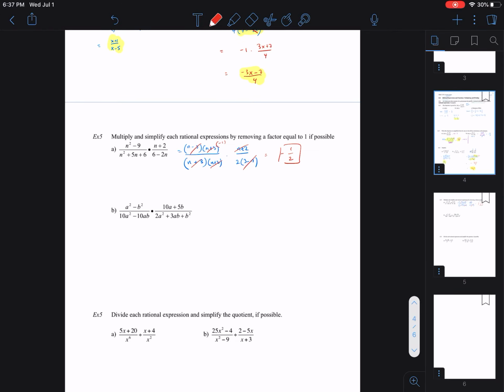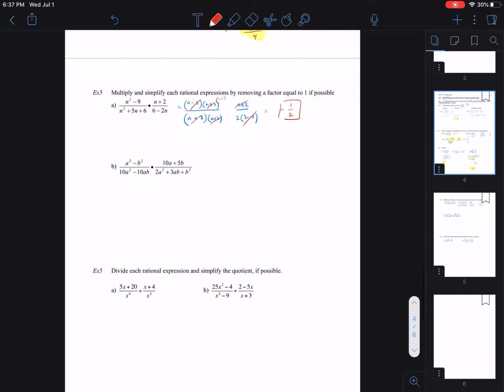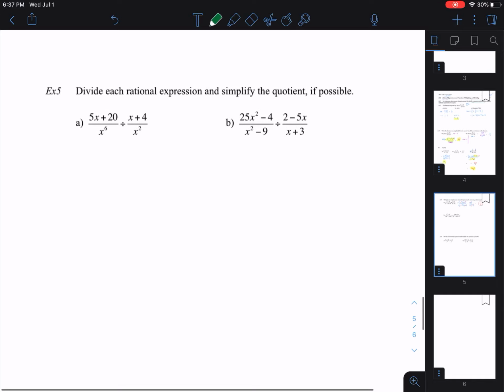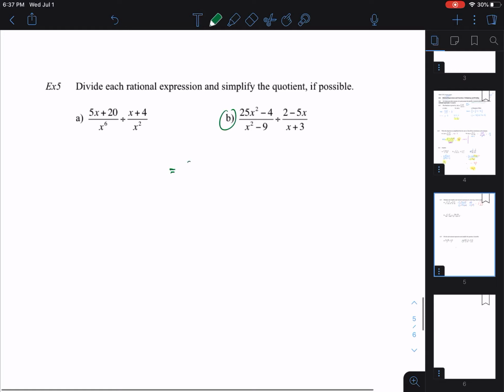Okay. Now let's do a division one. Division is the same thing as with fractions: take the first fraction and multiply by the reciprocal of the second fraction. So let's do B here. First we apply the definition of fraction division. To divide fractions or rational expressions, it's the same thing as multiplying by the second fraction's reciprocal, right? So that's the reciprocal.